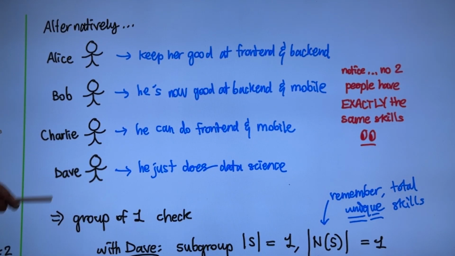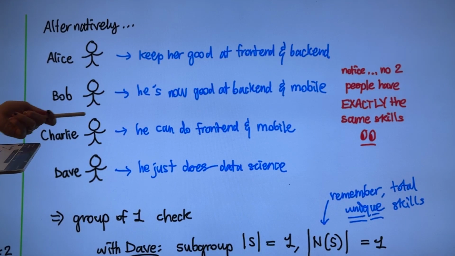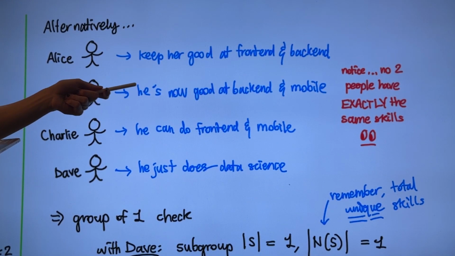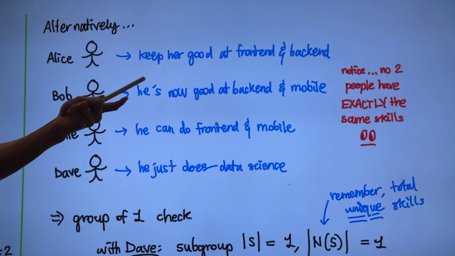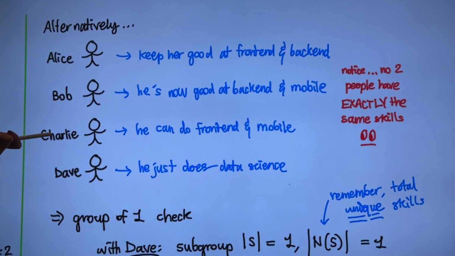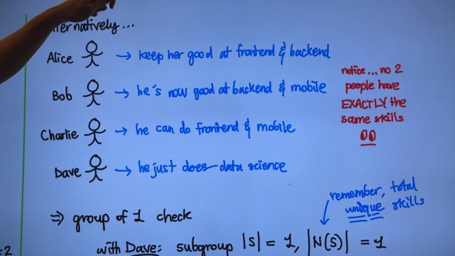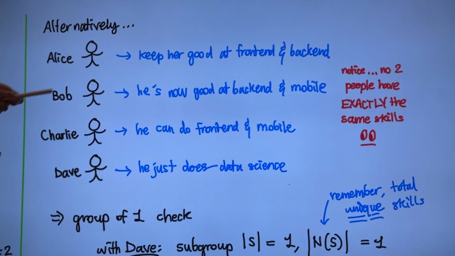So Alice is good at front end and back end. Bob only shares back end in common with her, but he has his own unique skill that Alice does not share. So if you took, say, this group of Alice and Bob, you'd immediately have 3 skills: front end, back end, mobile, and it's only 2 people. Therefore, your neighborhood size of skills offered is a lot greater than the smaller group of people you're looking at.